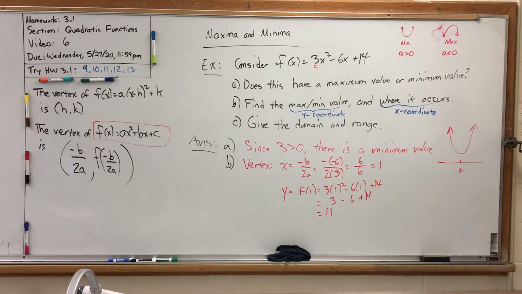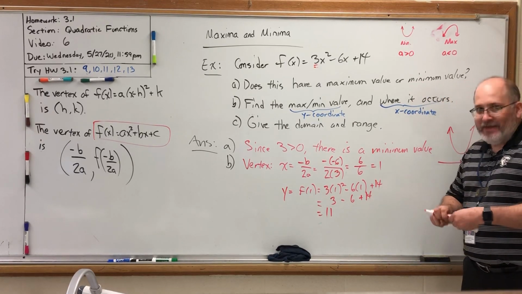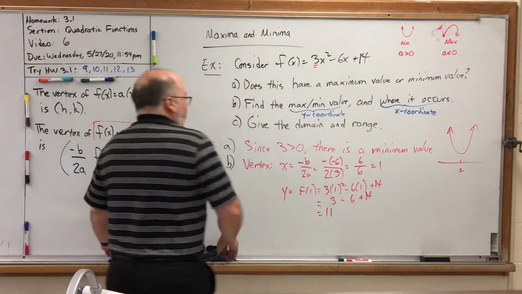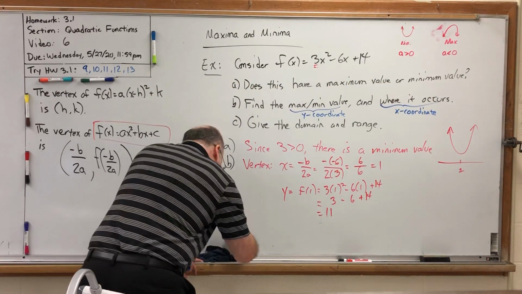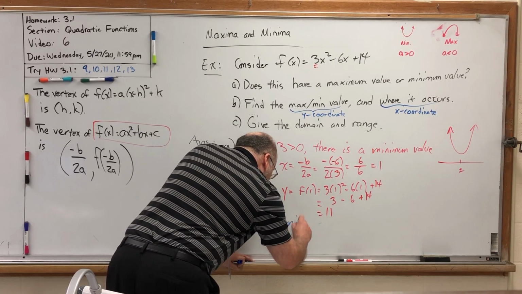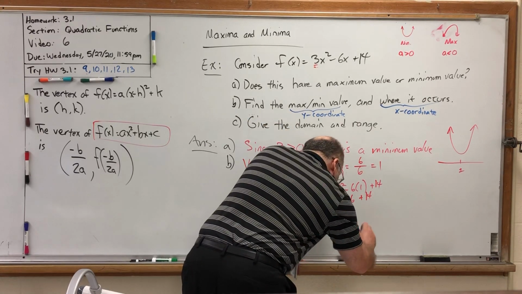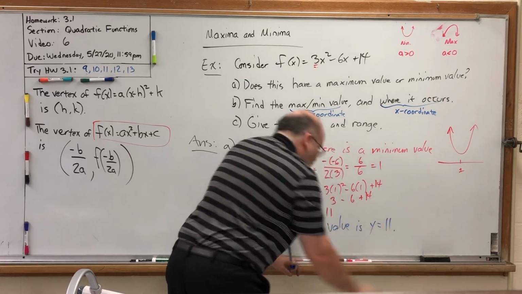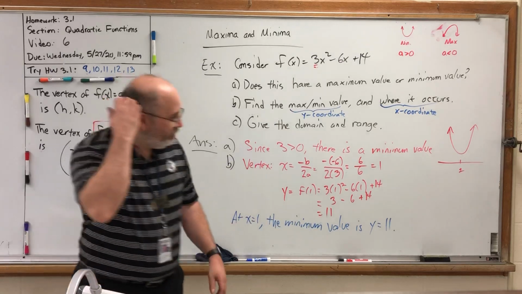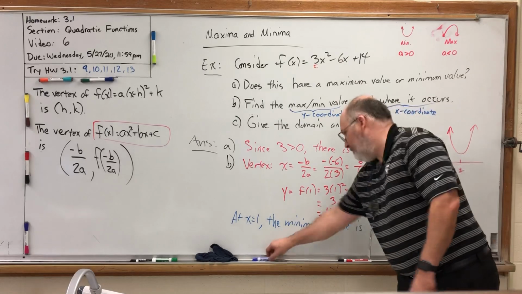Again, the only reason I made the quick change from 4 to 14 is because I don't want the x and the y coordinates to be the same, so that I can emphasize the semantics issue behind it. So the answer to question B is at x equals 1, the minimum value is y equals 11. If they were both 1, it would be trickier to remember which is which. All right, so this parabola's lowest point is at (1, 11).